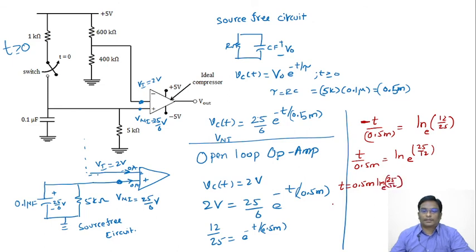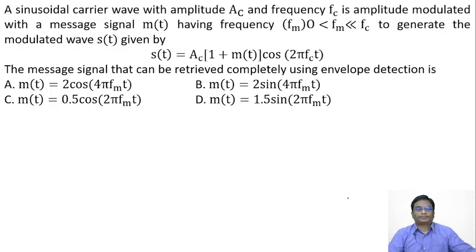Please calculate that value and tell me here. 0.5 milli into ln of 25 by 12 is 0.367 milliseconds. That's the answer. 0.367 milliseconds is right.